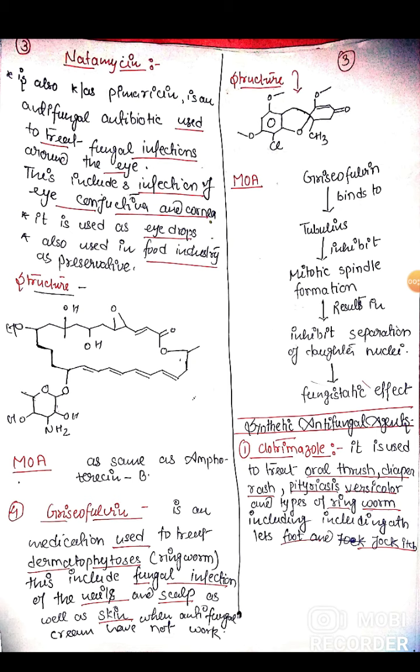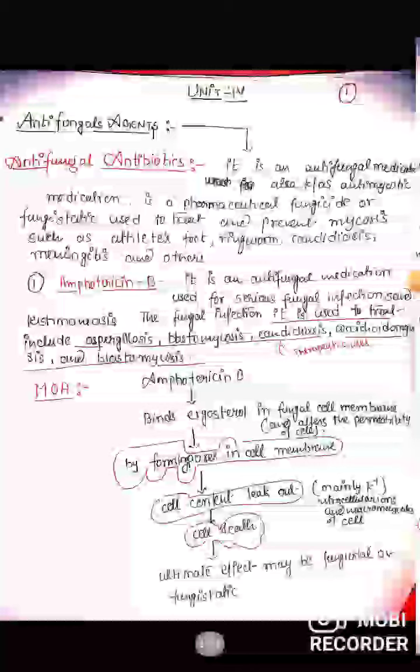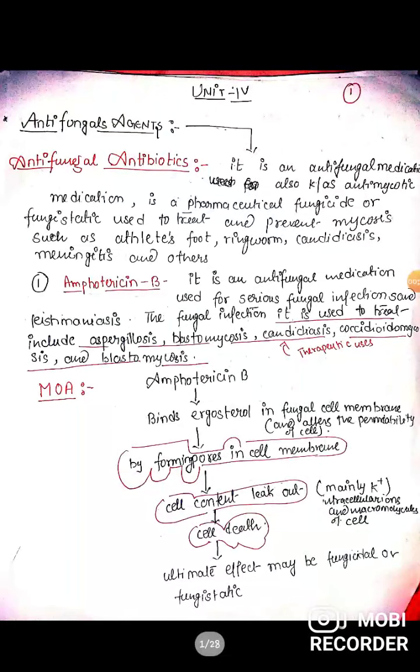It is also used as an eye drop, and it is also used in the food industry as a preservative. The structure of natamycin is as follows, and the mechanism of action of natamycin is that it binds to the ergosterol in the fungal cell membrane, forming pores in the cell membrane and causing the cell contents to leak out, ultimately causing cell death, a fungistatic or fungicidal effect.